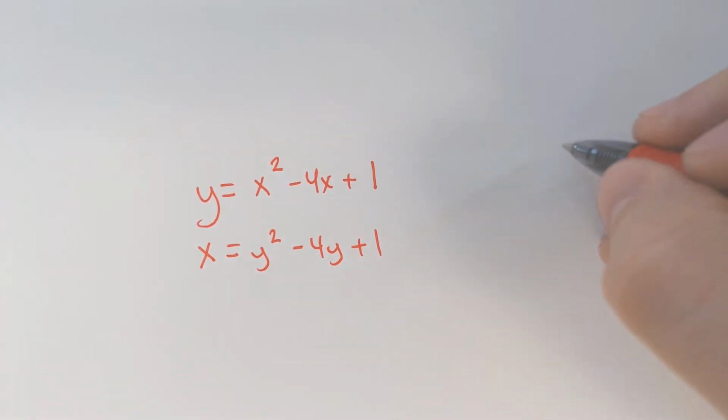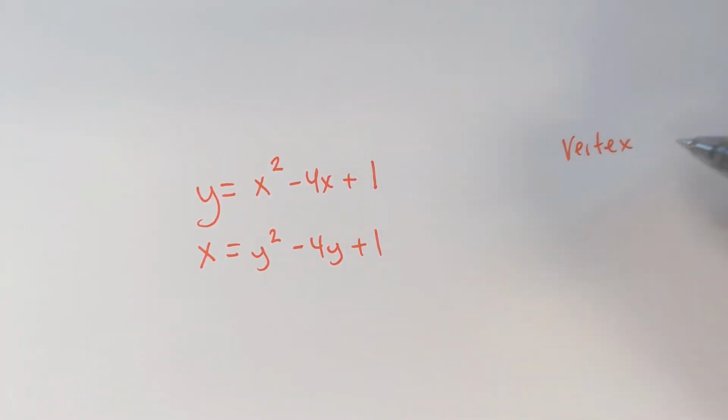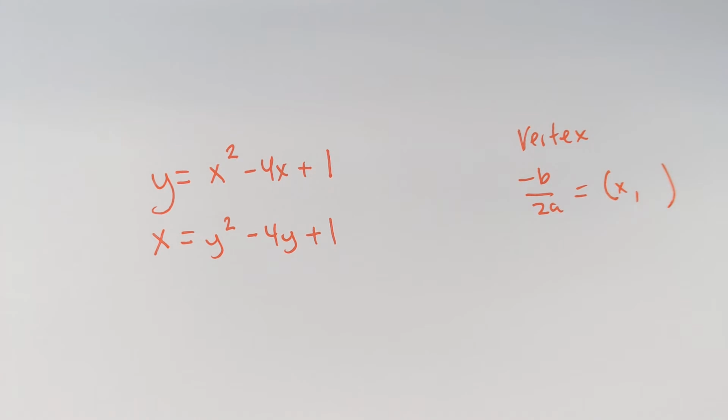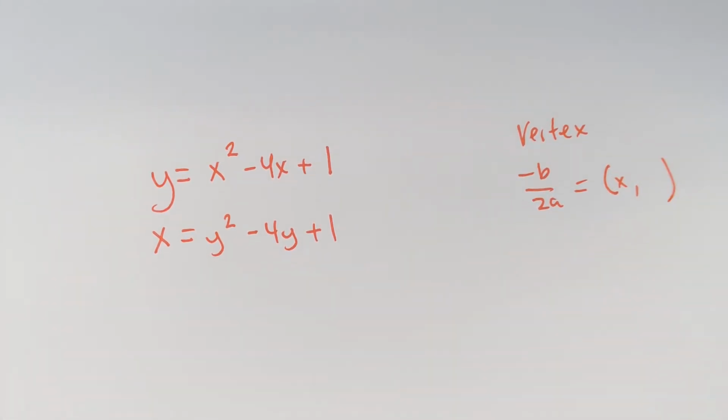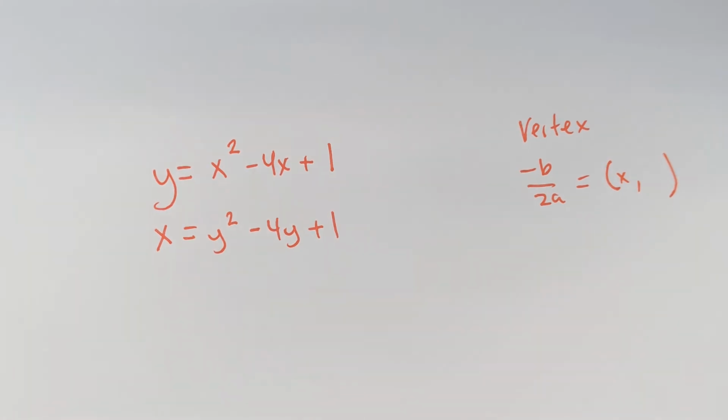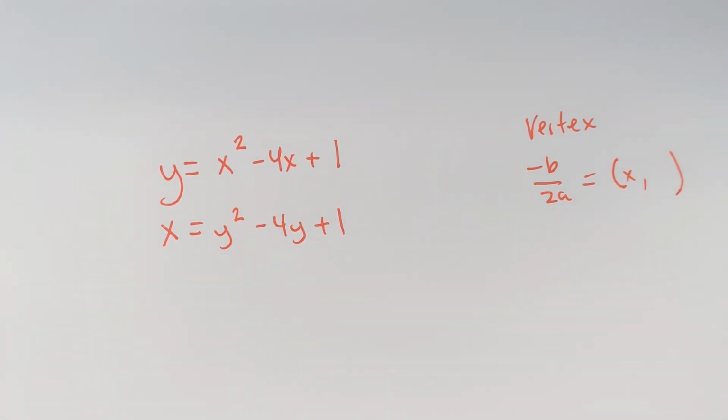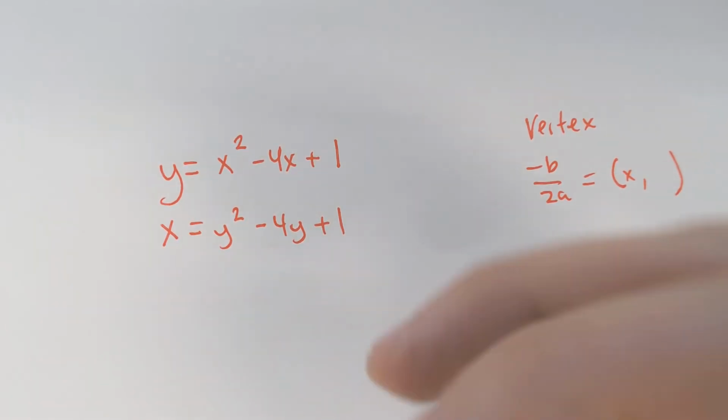So for your vertex, you have two options. You can do negative b over 2a, get your answer, and then plug it back in, which in this case I guess would be solving for y. Or you can use completing the square, okay? So I'm going to do completing the square first because it is much quicker and easier, and then I'll do the negative b over 2a if you've never seen completing the square.